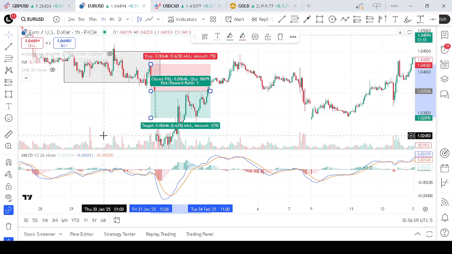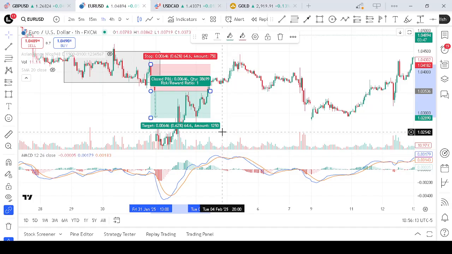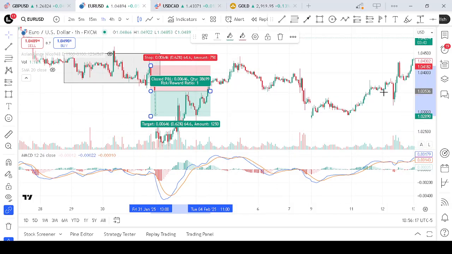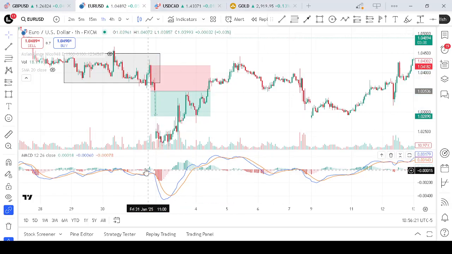Now, how do we exit our trades, or how do we exit this strategy? It is through the MACD histogram reversals, monitoring the MACD histogram. The MACD histogram is the bar chart you can see around this zero line. These are the histograms.